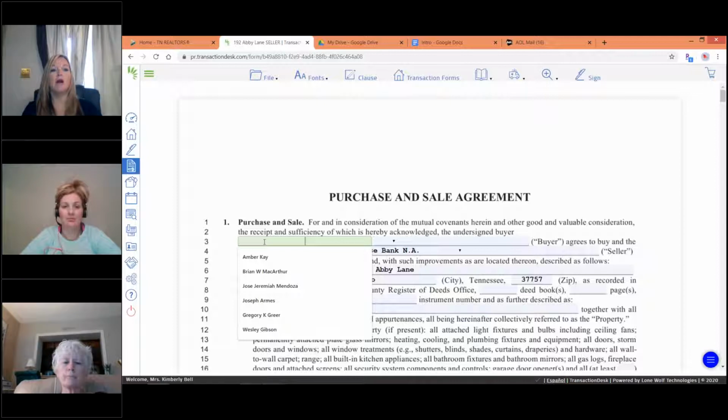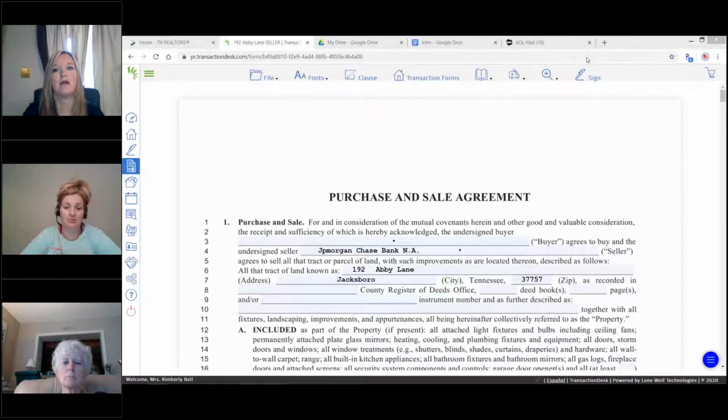So the purchase and sales agreement, let me minimize this over here, see if I can. I can. Now I'm not looking at you at all. I hope I look okay. I don't know how to undo that.